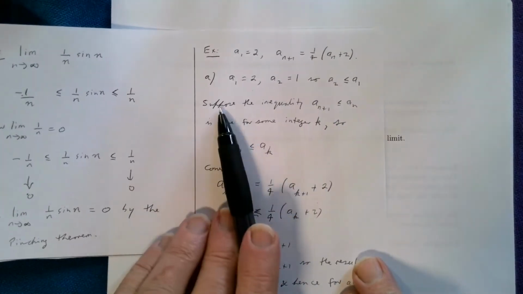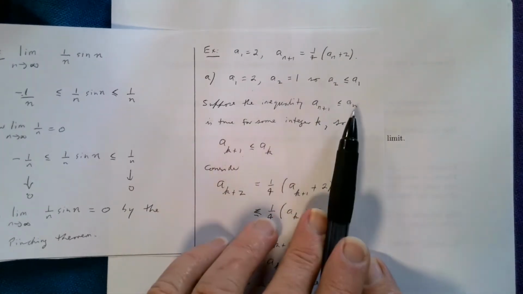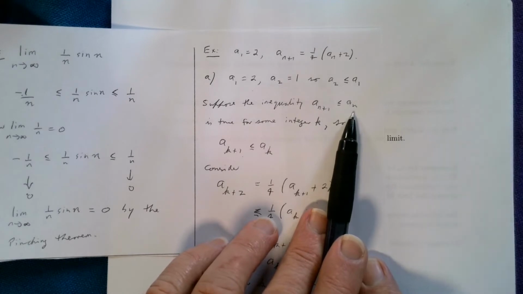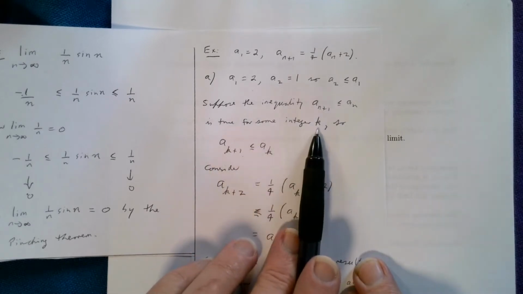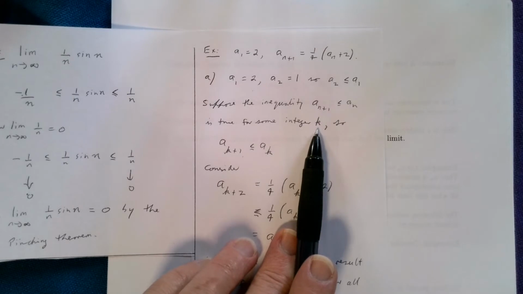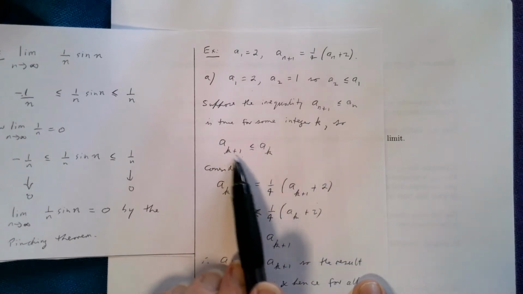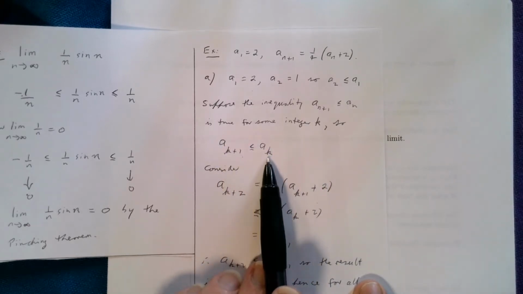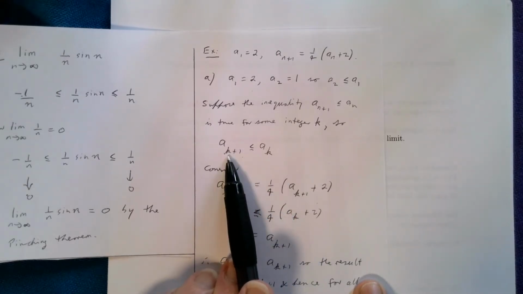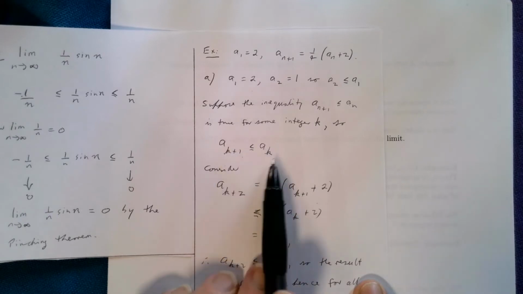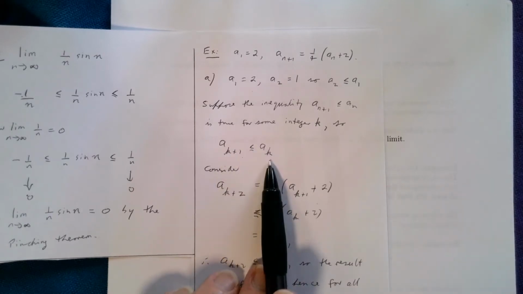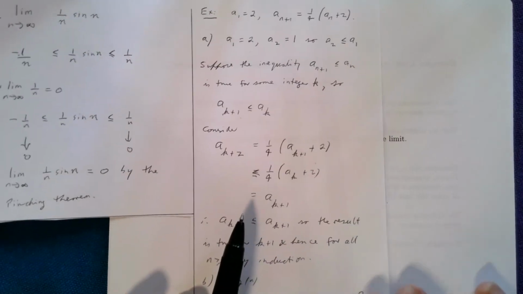Now, we're going to suppose that the inequality a(n+1) is less than or equal to a(n) is true for some integer k. So this is the inductive step, the inductive hypothesis in induction. That is, we're going to assume that a(k+1) is less than or equal to a(k) for some particular integer k, and we want to show that the same is true if I bump it up, if I replace k with k plus 1, the same result is true. And that's the inductive part of the proof.